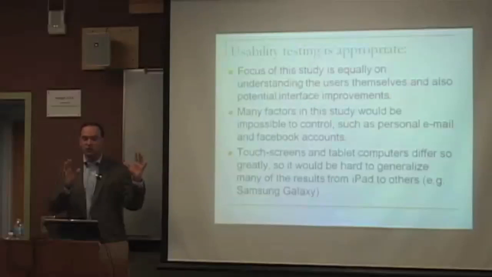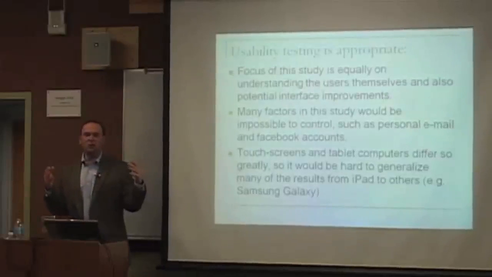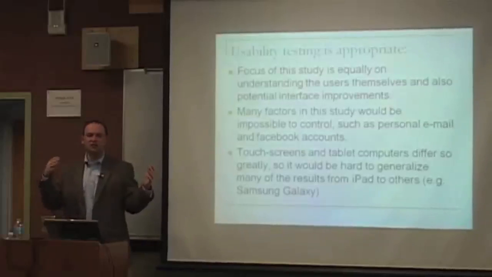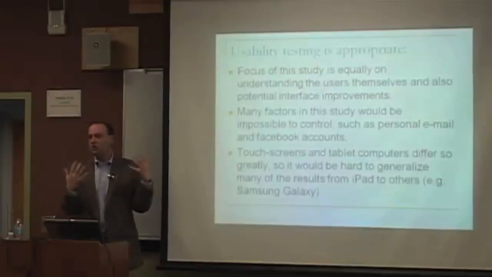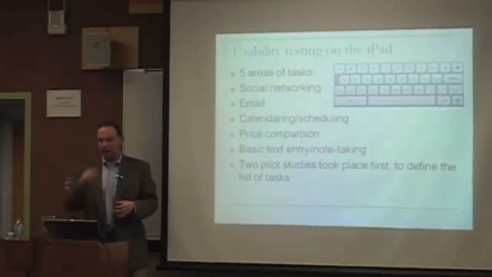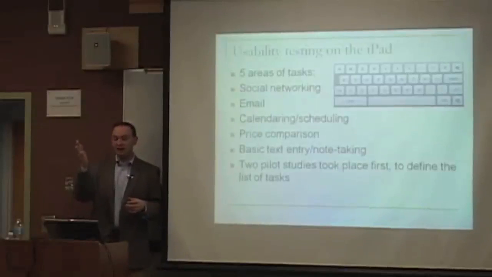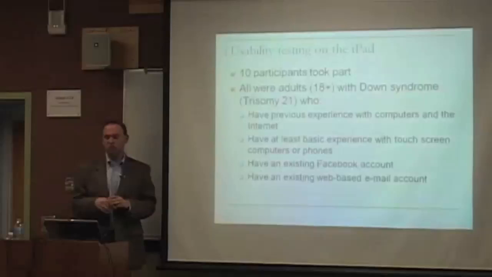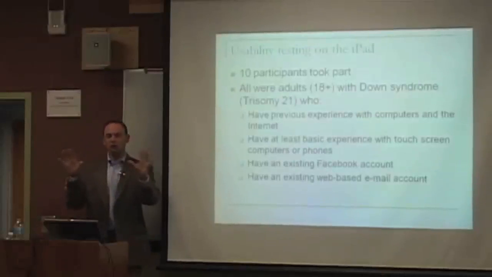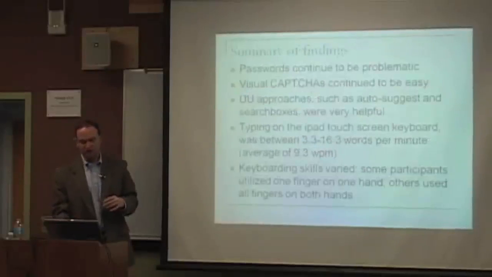It's very natural, right? We want to understand not only the interface, but the users themselves. And we wouldn't want to do an experimental design because we couldn't generalize from the iPad to the Galaxy or something else anyway. Generalization would be really hard. We just wanted to understand it better. And so we asked them to complete a series of tasks using Facebook, email applications, calendaring, price comparison, some note-taking for touch typing. We did some pilot studies. We had 10 adults with Down syndrome, all above the age of 18. And again, all of them have Facebook accounts, email, and basic familiarity with touch screens.